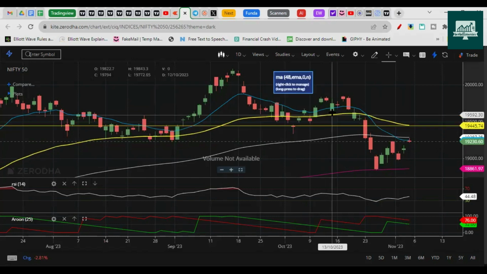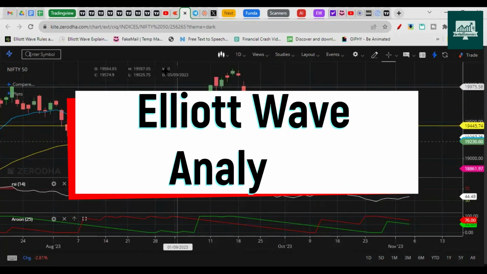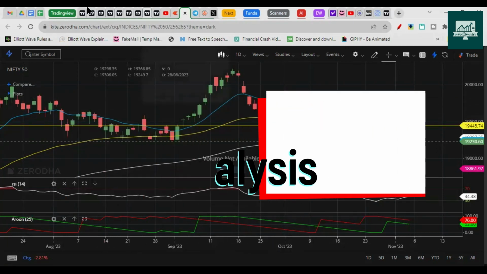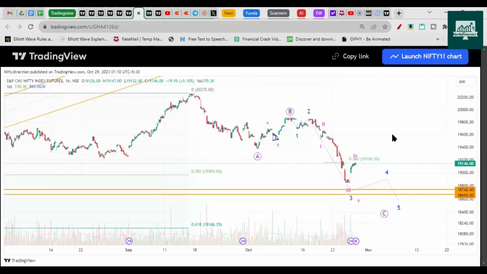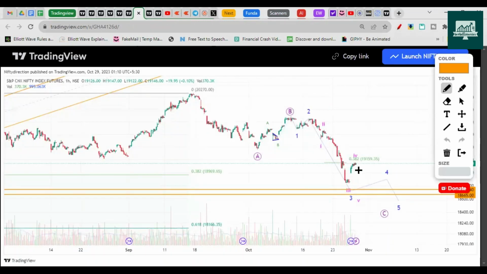Okay, so that's all on the price action indicators. Let's check the Elliott wave. So on Elliott wave, let's see what we discussed last week. Last week we discussed these things and we expected Nifty to drop first.